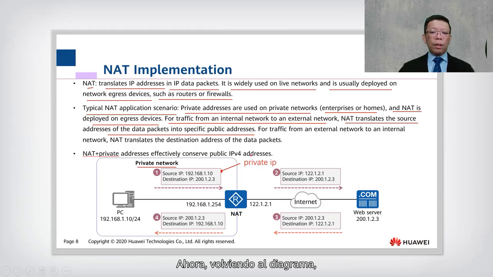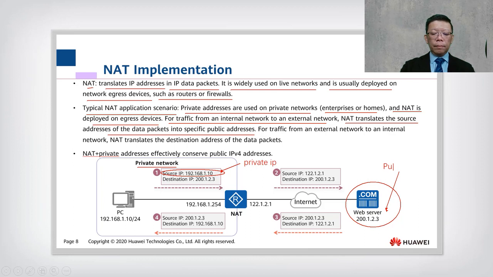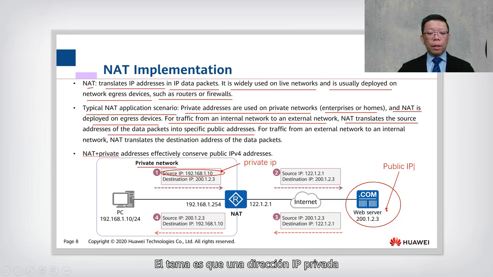Now, if you go back to this diagram, you can see that here I have a source IP address of 192.168.1.10, and this user would like to go to this network, which is 200.1.2.3. Here we have the public IP. This is a public IP. The question here is, a private IP will not be able to connect to the internet directly. We learned that on the previous slide. So for us to overcome this, we need to use network address translation.